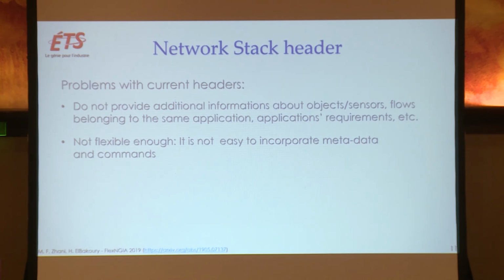If we look also at the network stack headers, the different headers of the packets, usually we don't have a lot of information about the objects, the sensors, the flows, the membership of the flows of each application, the application requirements, and so on. So it's still not flexible enough, and it's not easy today to incorporate metadata or commands. Metadata to provide more information about the application and the status of the application, and commands that could be executed along the way, right?